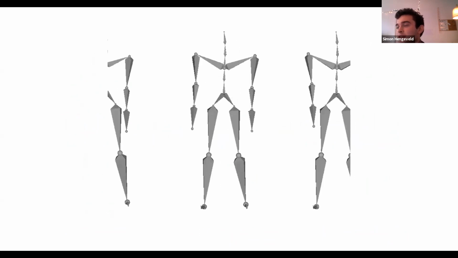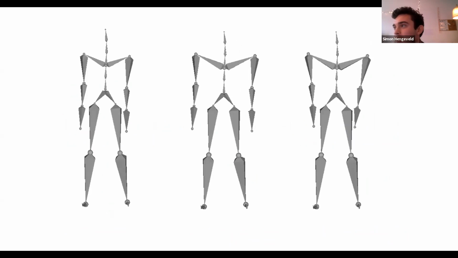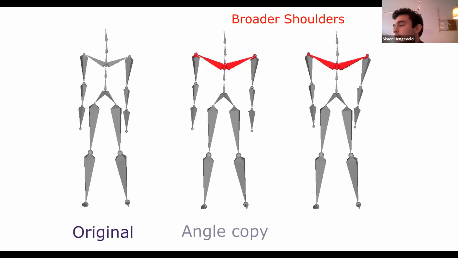All right, now let's look at a second motion that shows a skeleton that is cold and is warming his hands to try to keep himself warm. Again, we have the same setup with the original on the left, the two adapted skeletons on the right, the middle with simply having angles copied, and the one on the right showing our solution. In this case, the shoulders are made 30% broader.